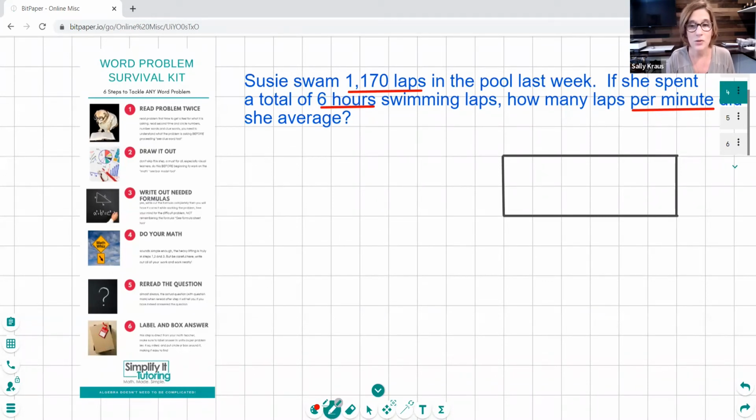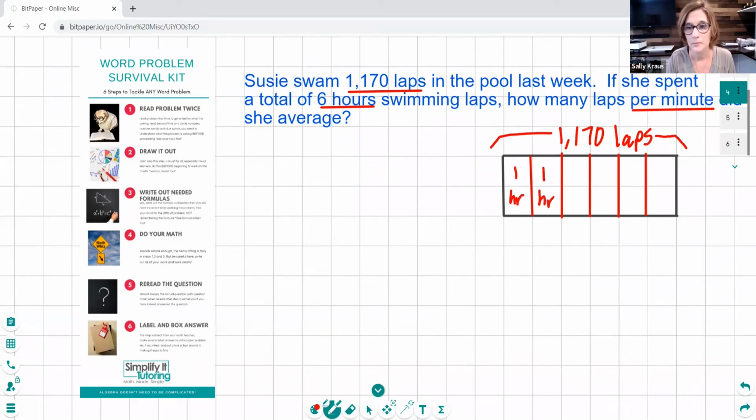Next step is to draw it out. So we could do this and we could figure out she ran 1,170 laps in 6 hours. So we call this a bar model or a box model. It doesn't need to be pretty, it doesn't need to be perfect. You just need to be able to read it and visualize it. Especially for you visual learners, this is really important. That's me. So draw it out.